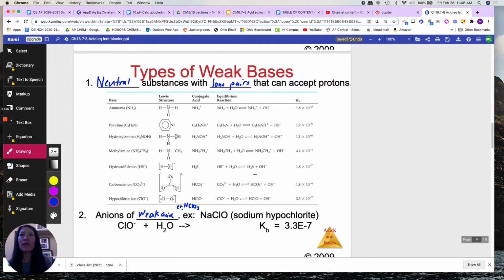We have another type of weak base. Basically there are two types. The ones that we've been doing are nitrogen based, and they're neutral. You see it here, here, here, and here. The H goes on top here, here, and here, and there.